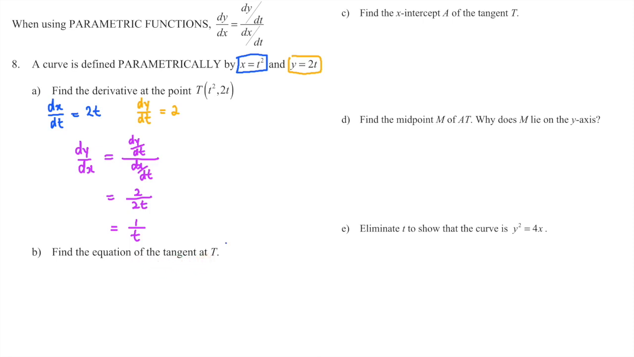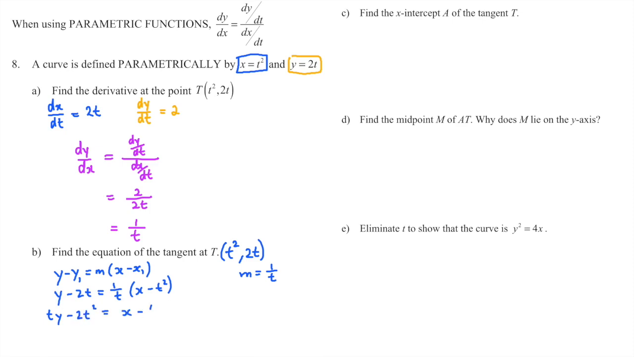Well, we know the point t is (t squared, 2t), and we know it has a gradient of 1 over t. So let's find the equation of the tangent. We use our normal rule for finding the equation of a line: y minus y1 equals m(x minus x1). So y minus 2t equals 1 over t times (x minus t squared). I might multiply this t across, which gives me ty minus 2t squared equals 1 multiplied by the bracket. I'm going to give it in general form.